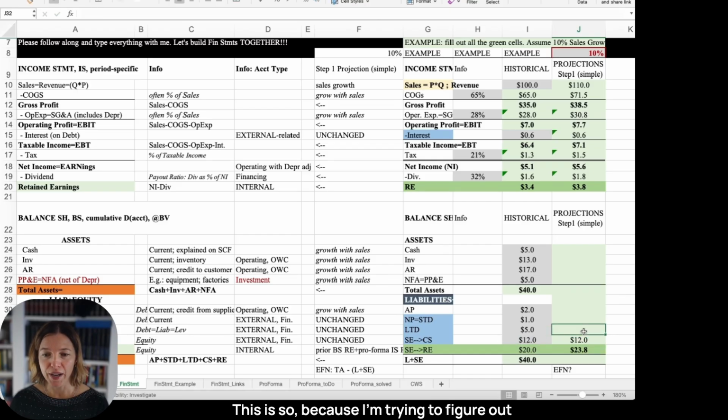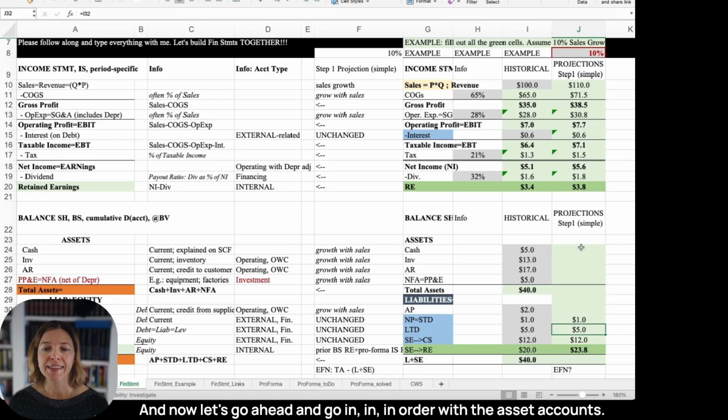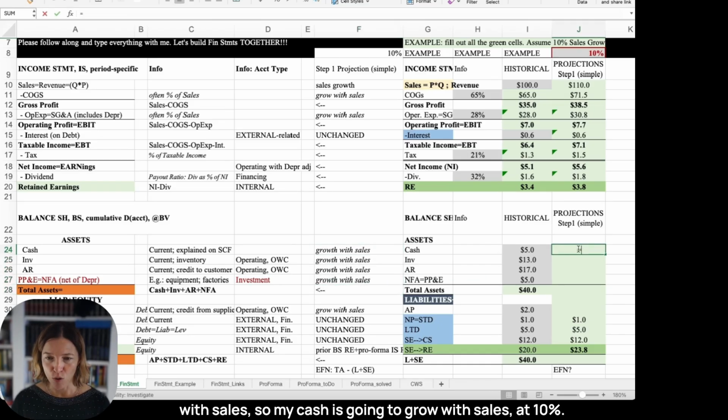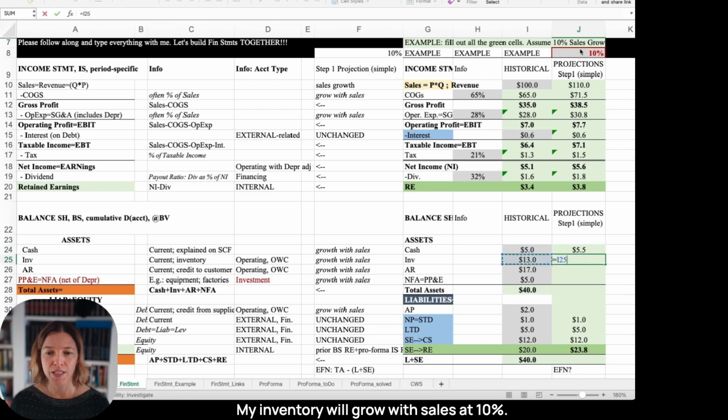This is so because I'm trying to figure out whether I need external funds in the first place. And now let's go ahead and go in order with the asset accounts. As we've said, in the simplest projection, all of them will grow with sales. So my cash is going to grow with sales at 10%. My inventory will grow with sales at 10%. This makes sense because I need to have more inventories as I sell more shirts.